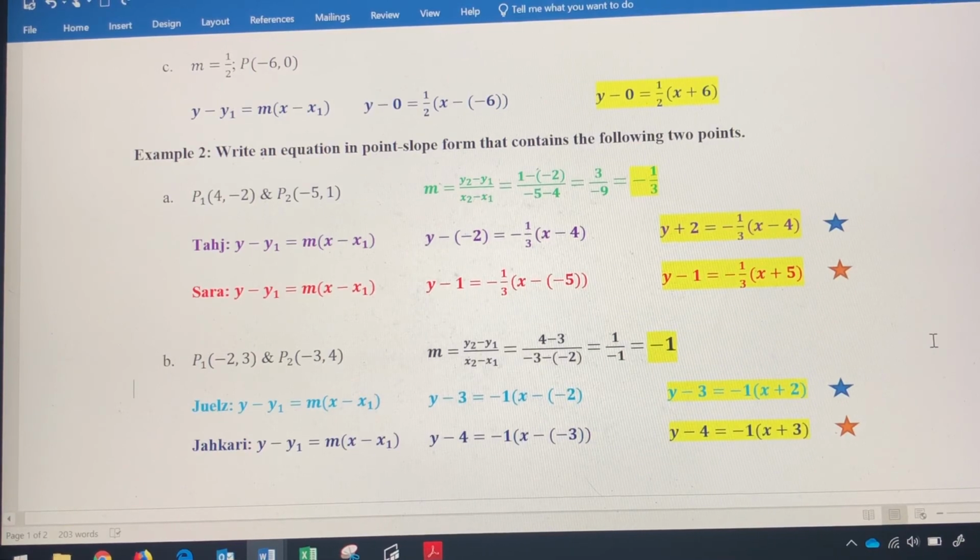So that's how you write equations in point slope form when you're given 2 points. Find the slope first, and then pick one of the points to plug into point slope form.